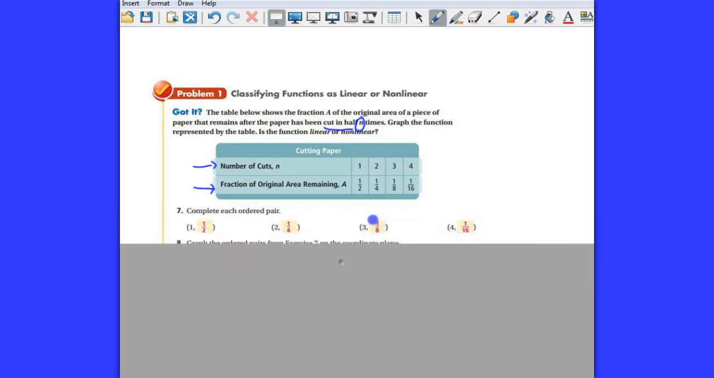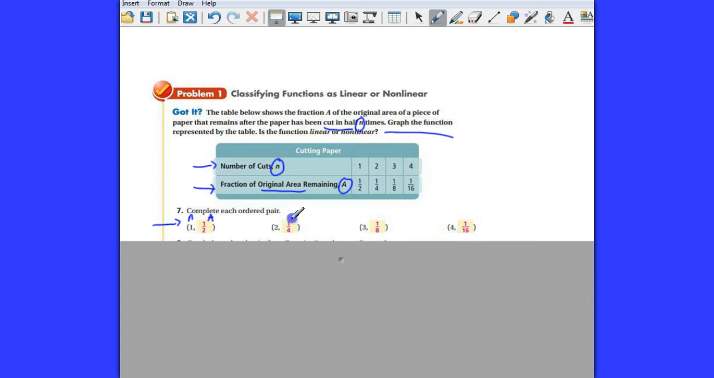So it says we're going to figure out if this is linear or nonlinear by graphing the function, which is what they're asking here to do. So the first thing is recognize that these are ordered pairs, okay? Where 1, that's the number of cuts, okay? And that's kind of like x. And then the y value, that's a, which represents the original area remaining. Okay, so 1 cut leaves half the original.